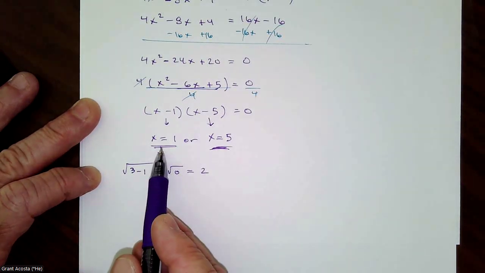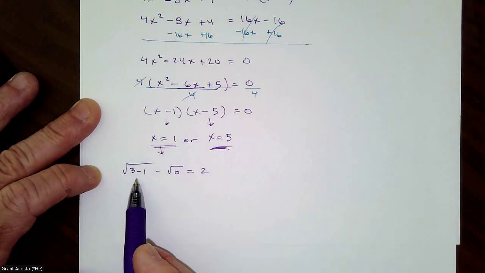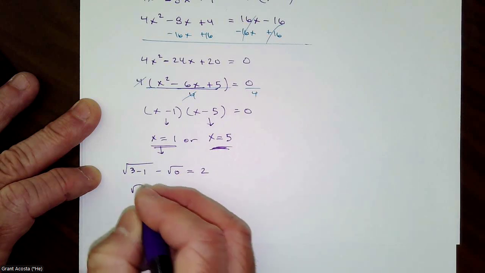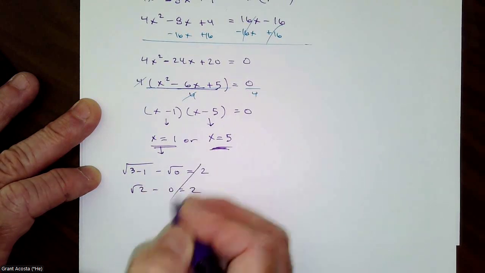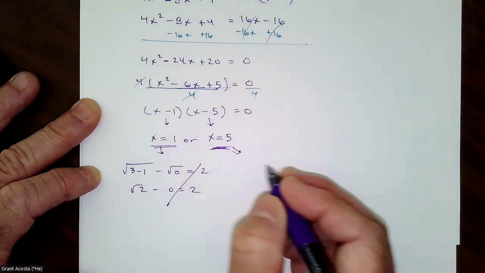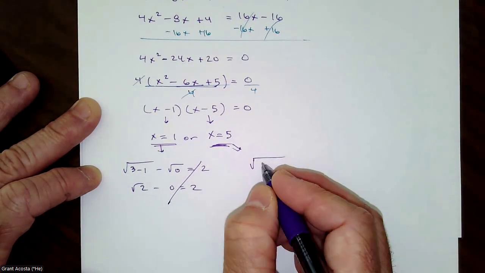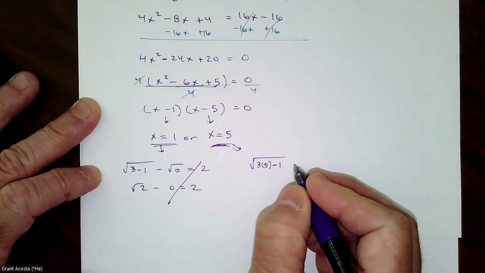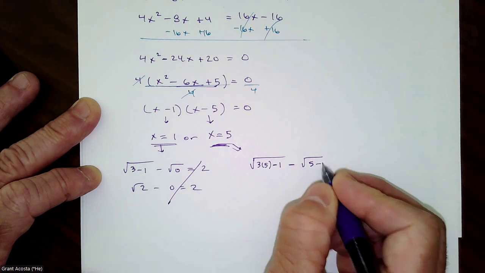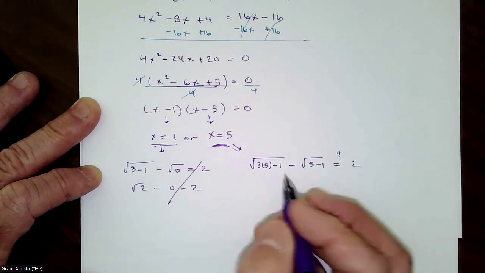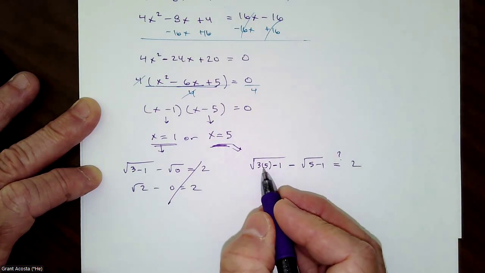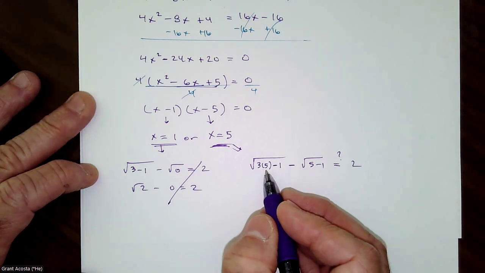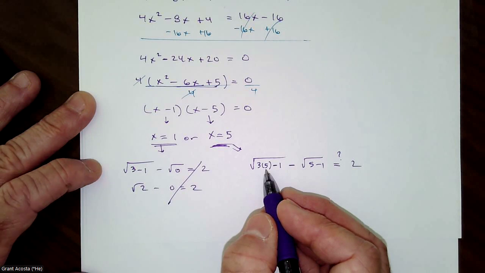Okay, if you try the 1, that doesn't look like that's going to work. That's going to leave me with the square root of 2 minus 0 is equal to 2, right? Root 2 minus 0 equals 2. That doesn't seem to work, right? Let's try the 5. I'm plugging that into 3x. So I better write this one out: 3 times 5 minus 1 minus the square root of 5 minus 1. And I'm trying to see if that's equal to 2. That doesn't work either.